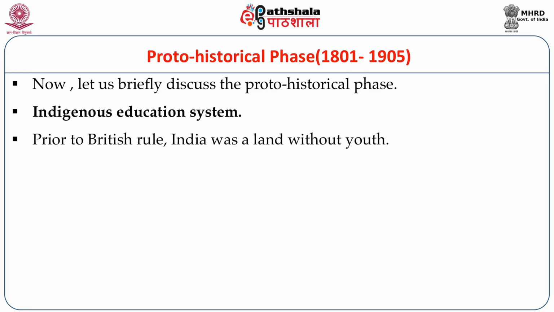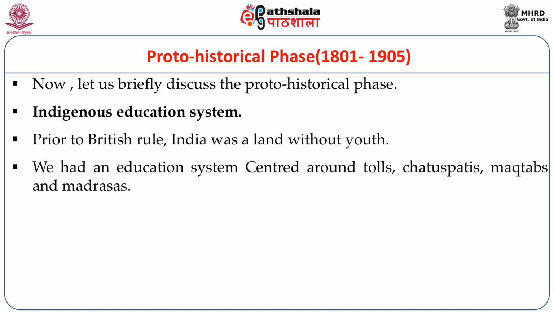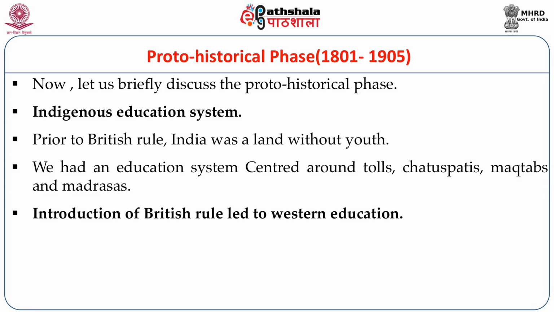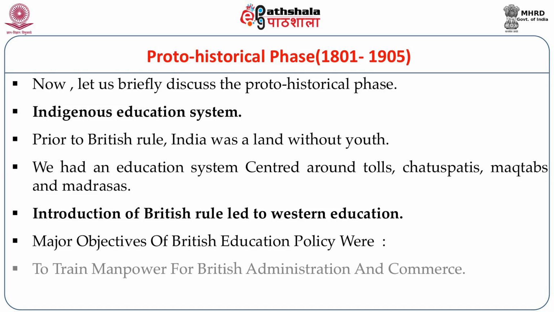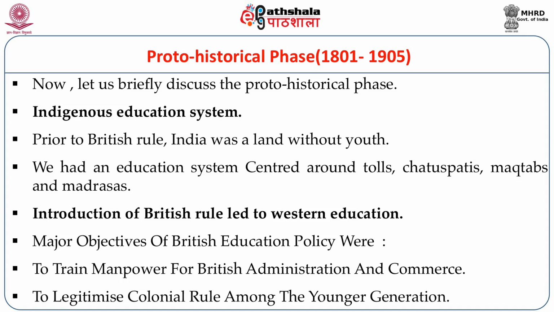Prior to British rule, India was a land without youth. We had an education system centered around tols, chatuspatis, maktabs and madrasas. Introduction of British rule led to Western education. The major objectives of British education policies were, firstly, to train manpower for British administration and commerce. Secondly, to legitimize colonial rule among the younger generation.